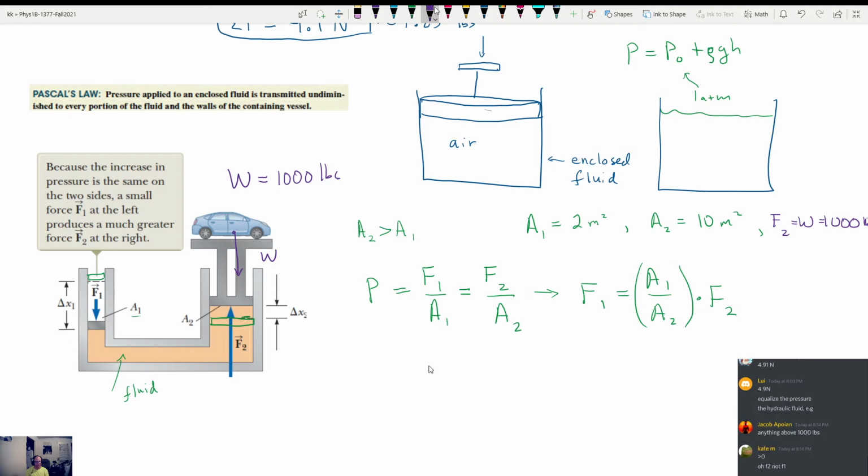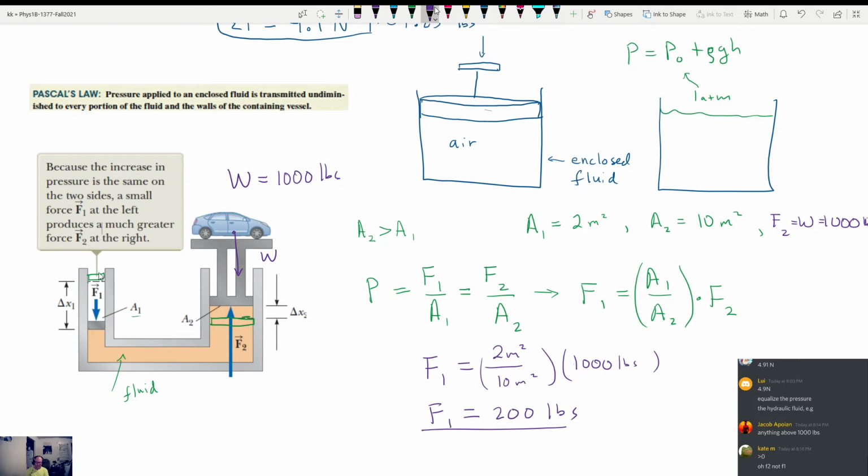So now let's figure out what F1 ends up being in this case. So now F1 ends up being equal to, we take A1, which was 2 meters squared, divide by A2, which is 10, and then we multiply by F2, which is 1,000 pounds. And so we basically get 1,000 divided by 10, which is 100, times 2 is 200. So that means that with a force of only 200 pounds, you could lift a car.